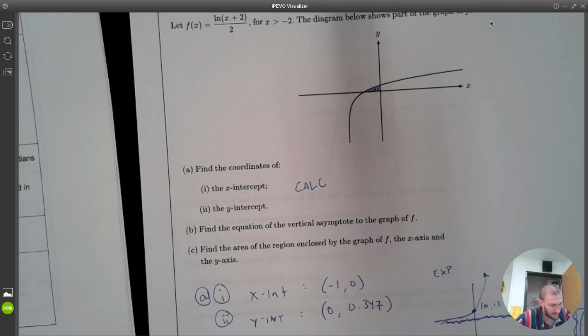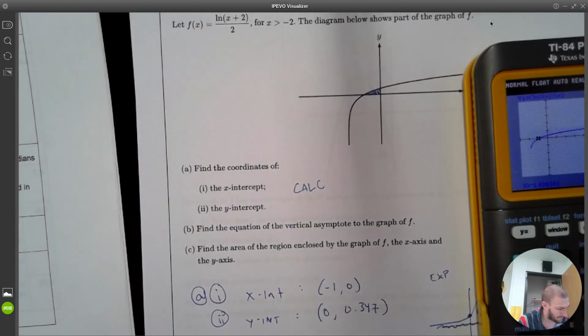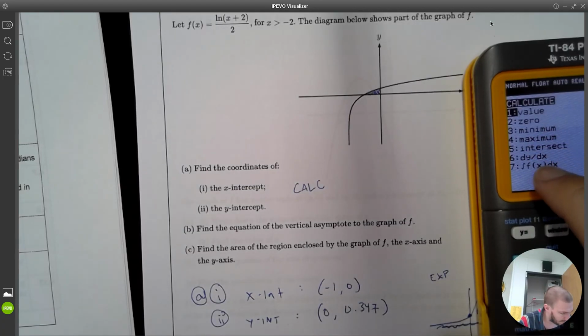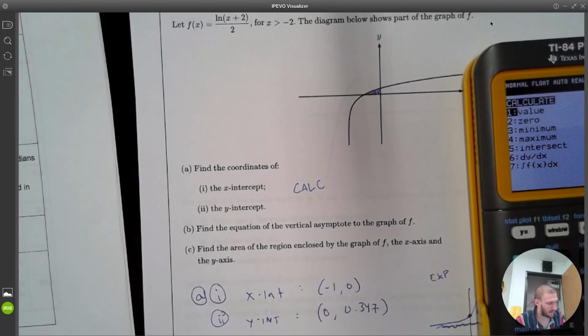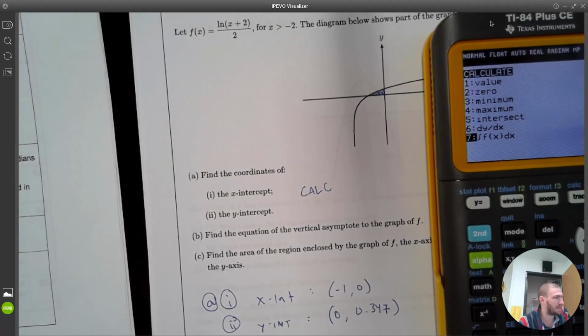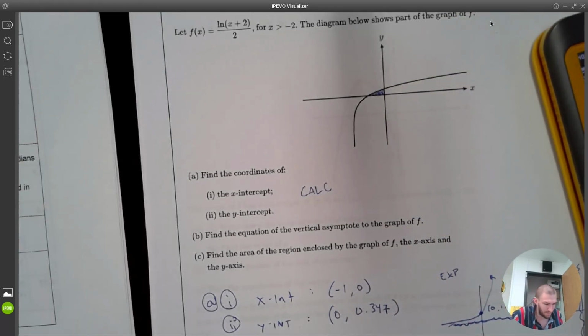Calculate the area. Now, this is an interesting little question. If I go to calculate the 0, the value, the minimum, the intersect, the derivative, or the integral, we actually do want one of these. We want the integral. We didn't end up doing this for very long. It's really an AI topic more than an AA topic, which is that an integral is the area under the curve. And so if we want to solve this, we can just do the area under the curve. And it's actually a really easy question to kind of set up.